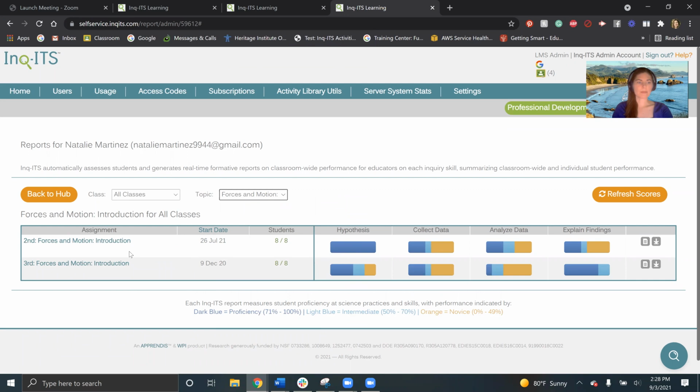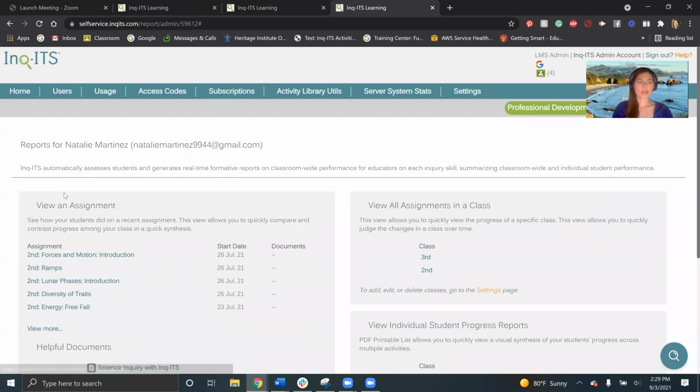I can see that it looks like my second period class is awfully good at listening to directions and reading. My third period class, not as good at listening to directions or reading, but man, can they really write, which, good writers, that makes sense. Okay, so dark blue is proficient, light blue is intermediate, and orange is novice. Then let's go ahead and go back.